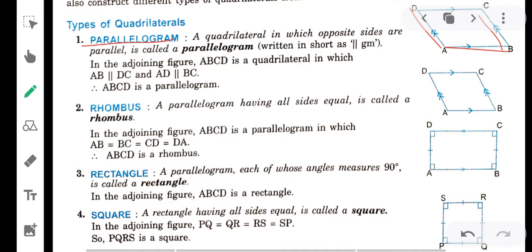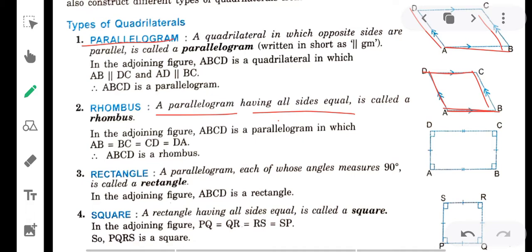Then rhombus. A parallelogram having all sides equal. A parallelogram means opposite sides are parallel, so AB is parallel to CD and AD is parallel to BC. And a rhombus is a parallelogram having all sides equal. That means AB equals BC equals CD equals DA.